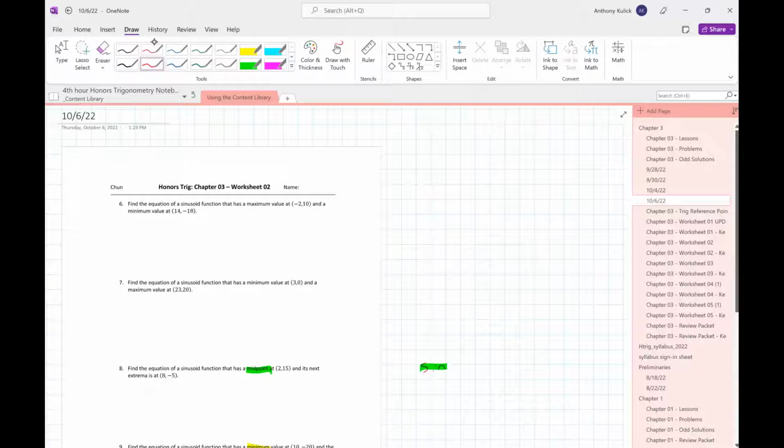Giselle? Page number 10 on the book pages. Sure.